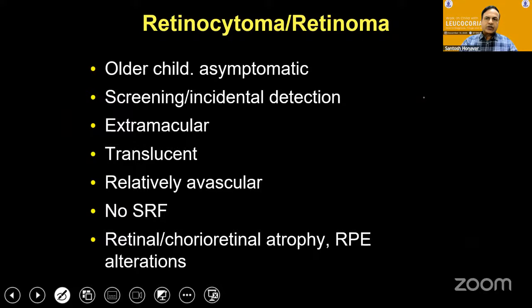So retinocytoma, as compared to retinoblastoma, retinocytoma or retinoma, occurs in older children who are asymptomatic, often seen on screening or by incidental detection. Typically extramacular, translucent, relatively avascular, generally does not have SRF. Retinal choroidal or chorioretinal atrophy, RPE alteration are very common with it.